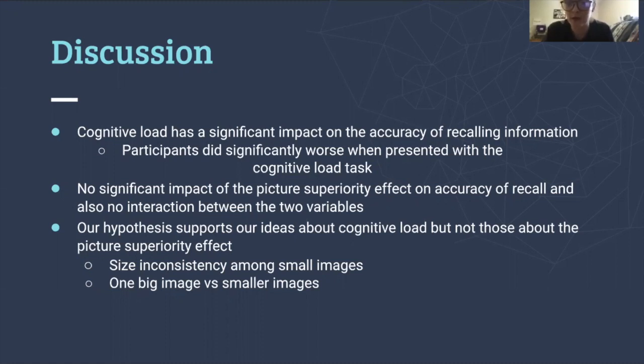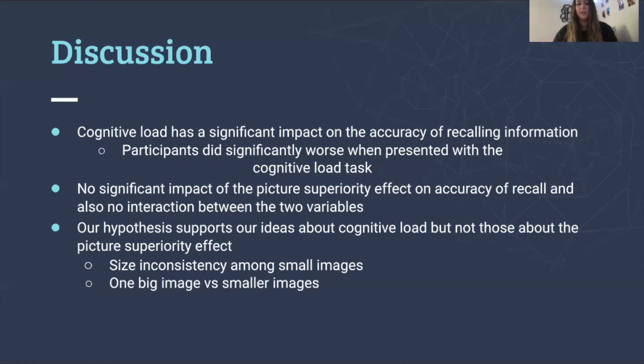Pretty much when we looked at the data, both the image and the paragraph groups did much the same. And so our hypothesis supports the idea of the cognitive load theory, but it doesn't support the picture superiority effect. A couple of reasons why we thought the picture superiority effect was not seen in our results is that our images are very inconsistent, where one image may be really big and one image may be really small. You could see that in the image we showed on the previous slide, where some images, like the cabin, are very big and centered, and the flowers in the background are very small.